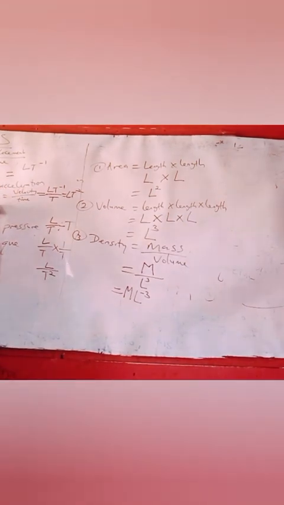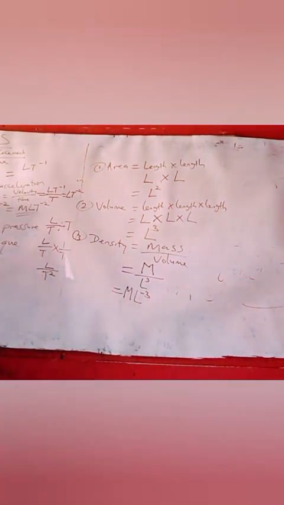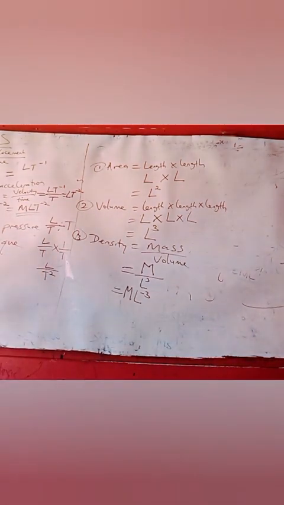Substituting it here, the dimension of force will now be mass, which is M, times acceleration, which is LT raised to the power minus 2. And this will give me MLT raised to the power minus 2 as the dimension of force.